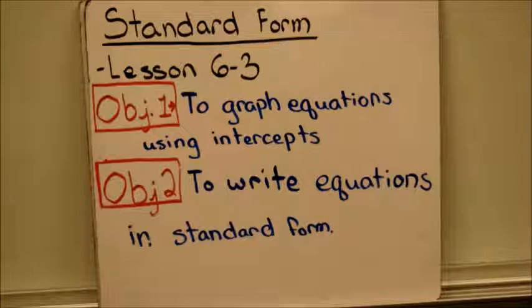In the last lesson you learned about slope-intercept form, or y equals mx plus b. And today you're going to be learning about standard form, which is just a different way of putting a line into an equation. This is lesson 6-3, and we have two different objectives. Our first objective is to graph equations using intercepts, and our second objective is to write equations in standard form.